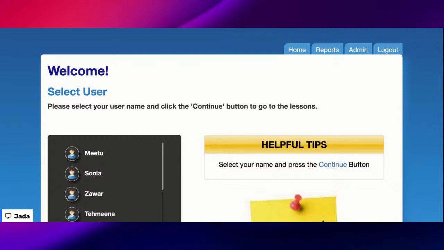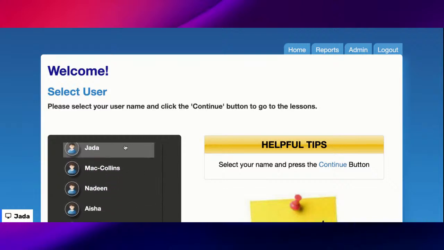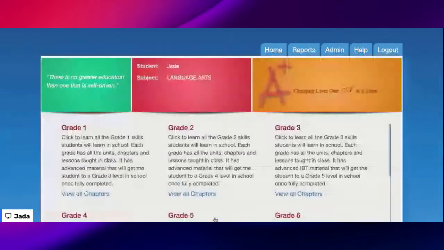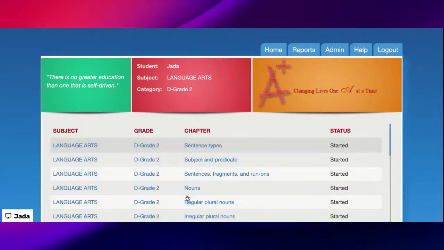So first, you log in using aplusstudent.com. Then you click on your name, language arts, grade 2, and then to be and to have.